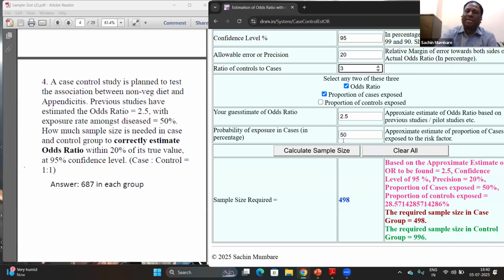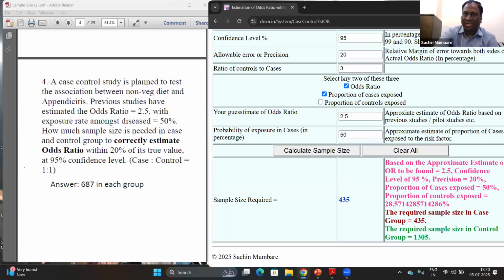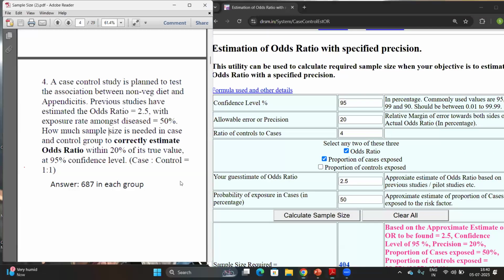If it is 3, then we'll see how much it is. 435. If it is 4, we'll see how much it is. 404. But it is advised that you cannot have the ratio more than 4, because then it will not change the power of the study. Maximum up to 4 you can have the controls per case. Is it clear? Yes, sir.